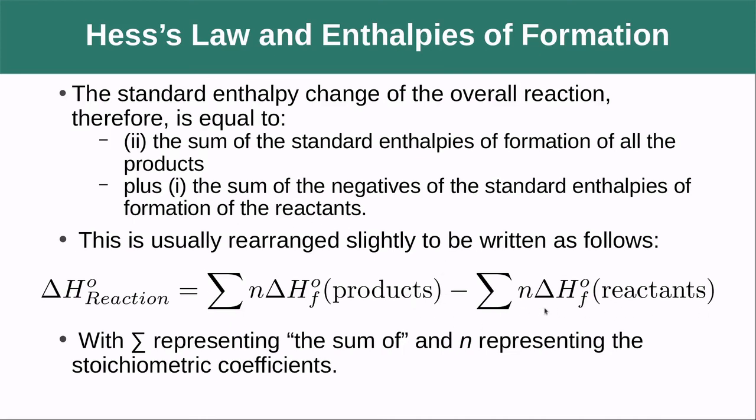We're going to do the exact same thing for the reactants. We're going to sum them all together. That's going to be another value. Then we're going to take the product value that we got, and subtract out the reactants value that we got.